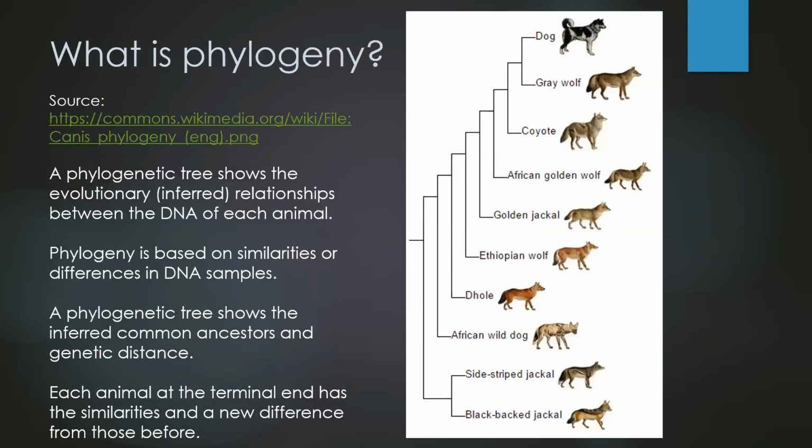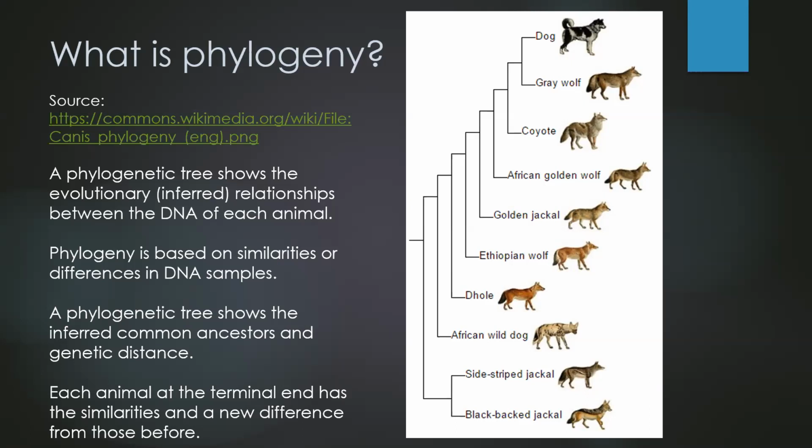So we have to talk about phylogeny in order to talk about haplogroups and how the group of all men are related to all men. This also is a phenomenon in biology where certain animals are related to animals, plants are related to plants. So it's a common biological concept that a phylogenetic tree shows inferred evolutionary relationships between DNA of a specific animal, and it's based on similarities or differences in DNA samples. It shows an inferred common ancestor of a certain genetic distance to one another.